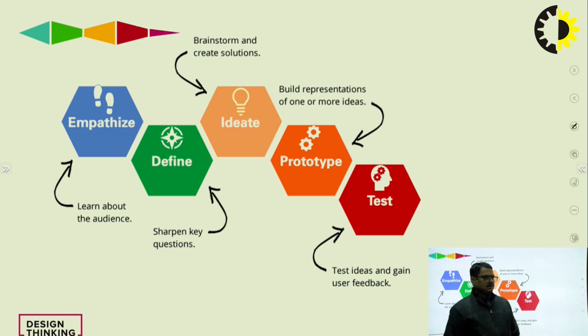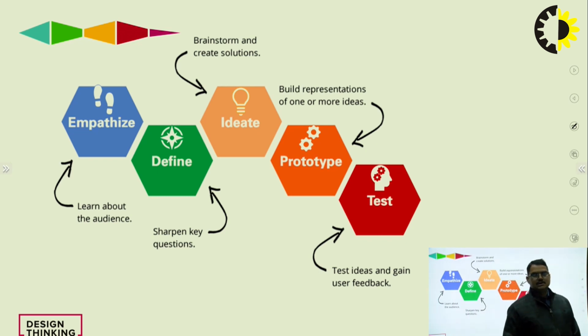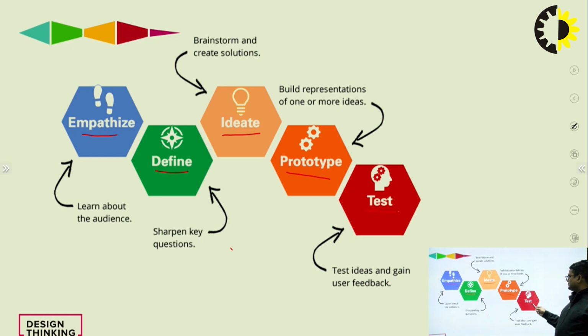During design thinking, there are 5 major steps that we need to follow. These are the key elements of the design thinking approach. These elements are basically termed as empathize, then define, then ideate, then prototype, and then test. So these are the 5 key elements of design thinking. Let me briefly explain the key aspects of design thinking one by one.